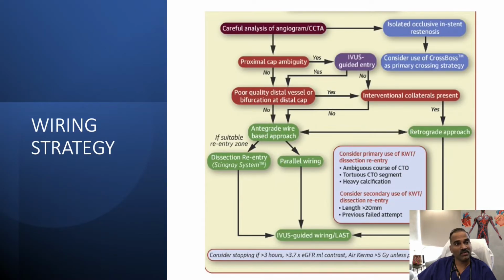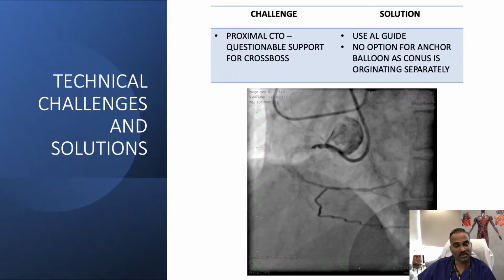So coming to the wiring strategy, in this case it is an isolated total occlusion of a stent within the RCA. So we can go ahead directly with a CROSSBOSS as the primary crossing strategy. If CROSSBOSS won't progress, then we can go ahead with an antegrade wire escalation approach, or even a knuckle wire approach. Or if it doesn't work, probably we can even take retrograde through the epicardial collateral, which is there from LAD.